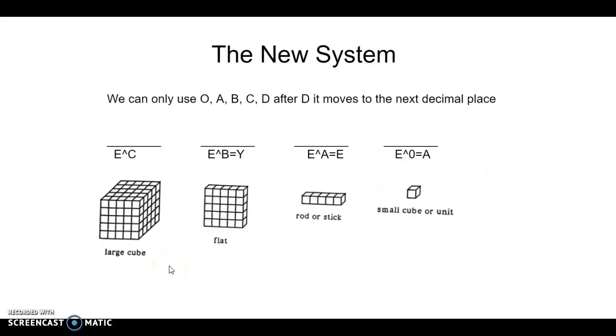So if you're familiar with the old system, we are still using A, B, C, D, and O. And after D, we move to the next decimal place. So we're basically, the first decimal place, we're counting the number of A's needed. The second decimal place, we're counting the number of E's needed, Y's, and so on.